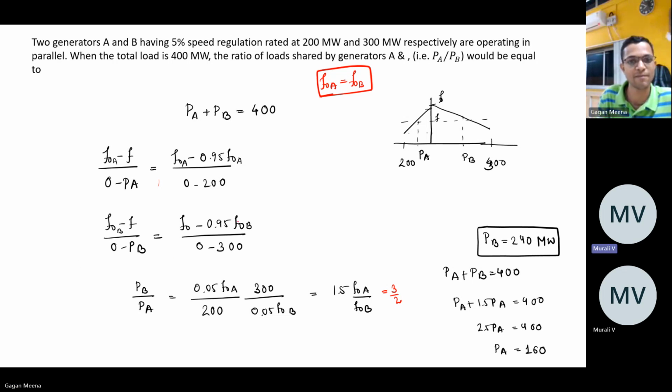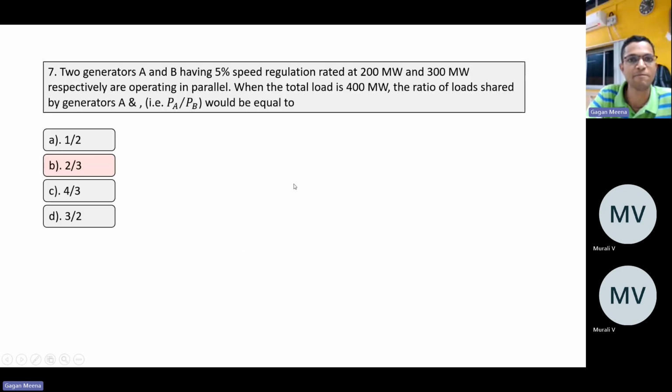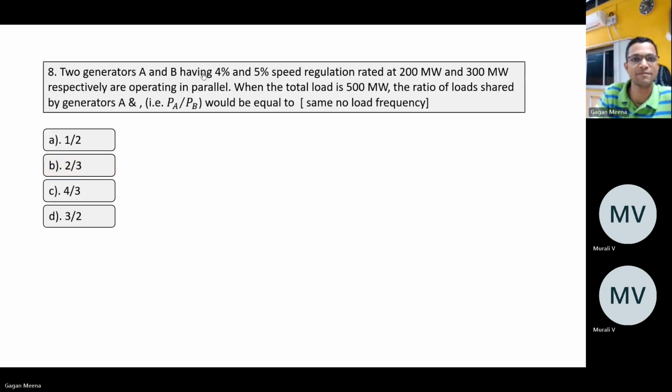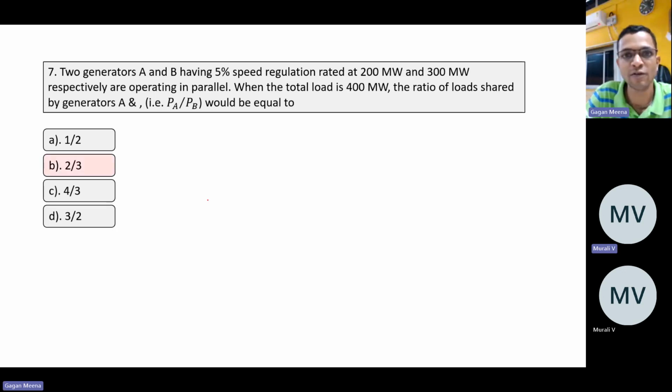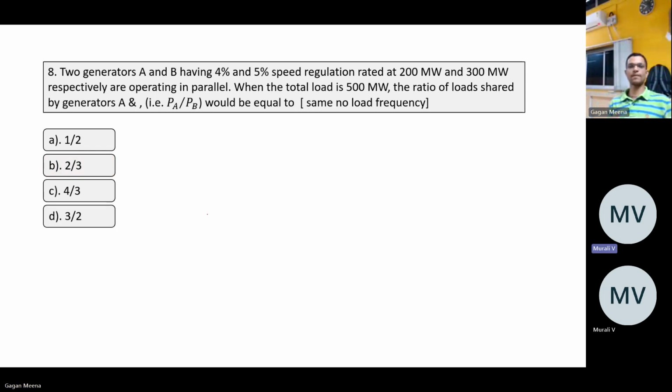Where is the question, sir? Okay, let me show the question. Yeah, this is the question. I think here the load is also changed, right? Here the load was 400, now the load is 500 megawatt. But we don't need that.